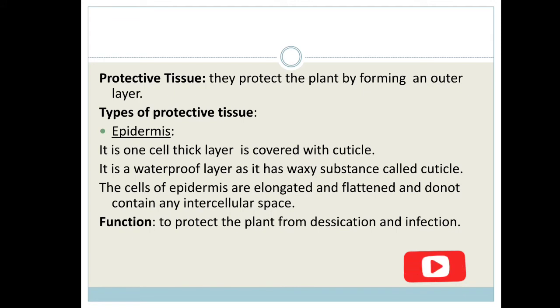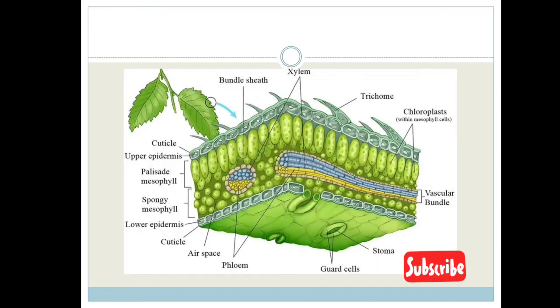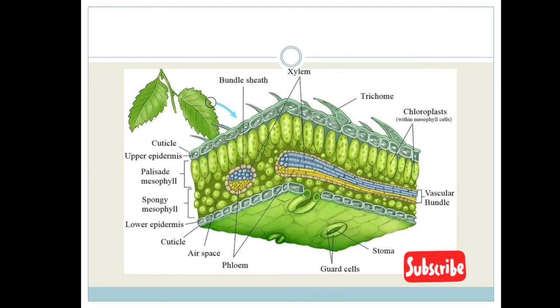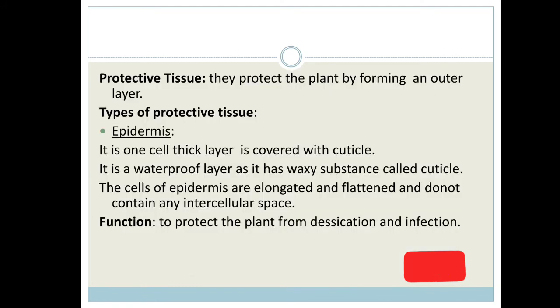And here the cells of the epidermis are elongated. So you can see here they are elongated, and also they are flattened, and they do not contain any intercellular space. So you can see here there is no intercellular space in between them. And the main function of the epidermis is that they protect the plant from desiccation and also from the infection.